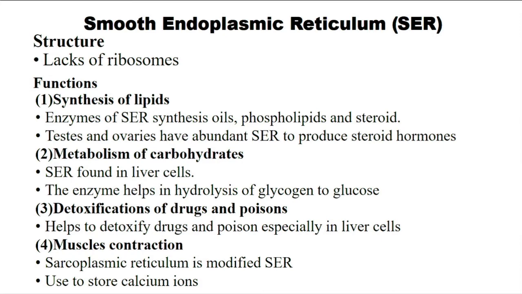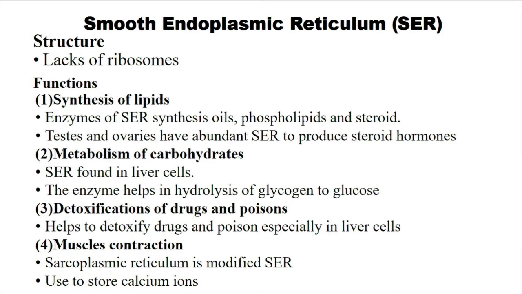Testes and ovaries have abundant SER. What for? To produce steroid hormone. For example, testosterone for male and estrogen for female. Second function of SER is metabolism of carbohydrate. SER can be found in liver cell. The enzyme helps in hydrolysis of glycogen to glucose.